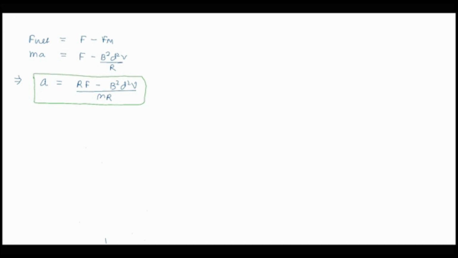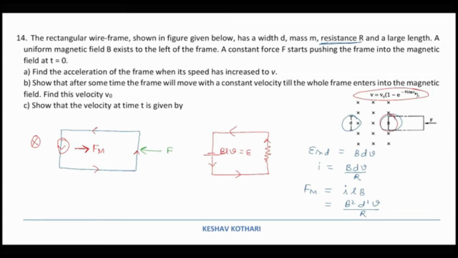Now the problem is stating: find the acceleration of the frame when its speed has increased to v. So this is the first part which we have calculated. Now in the next part it is asking to show that after some time the frame will move with a constant velocity till the whole frame enters into the magnetic field. Find this velocity v naught.